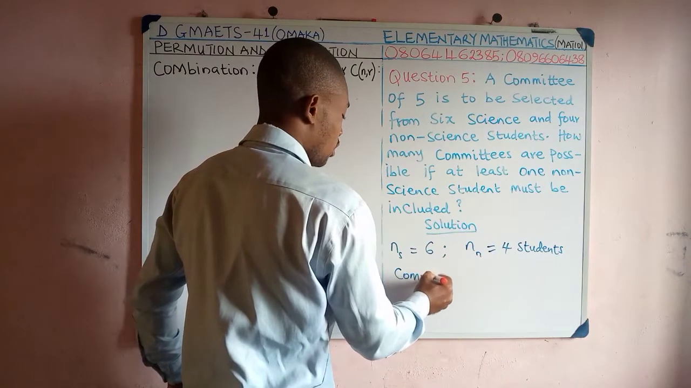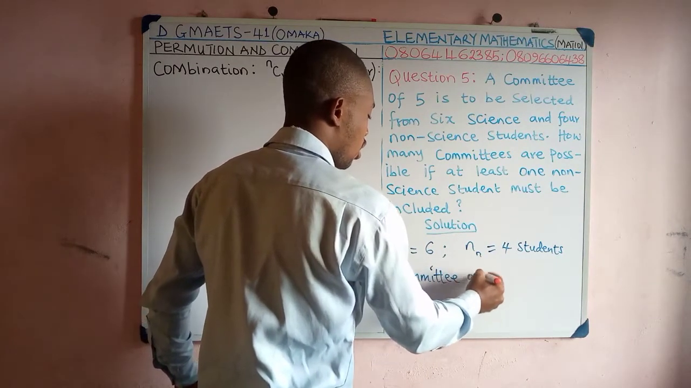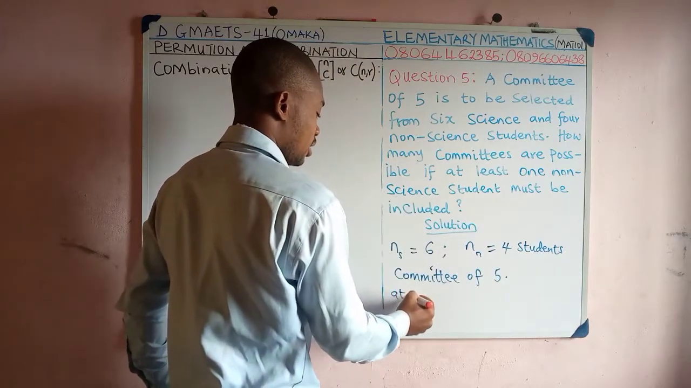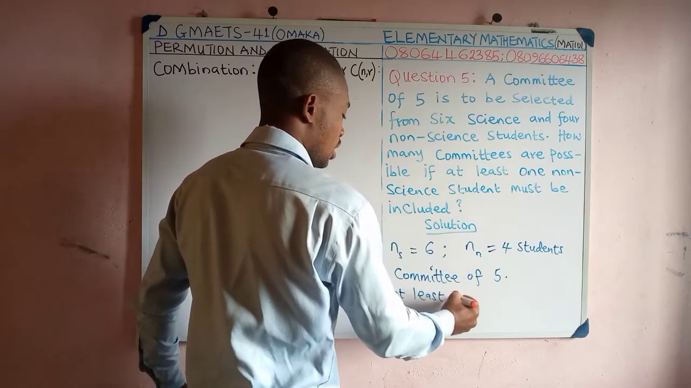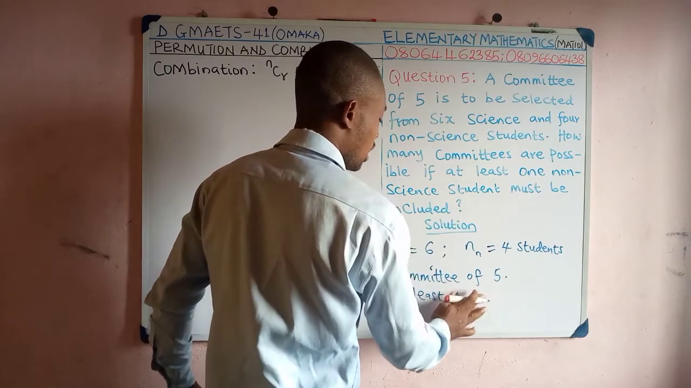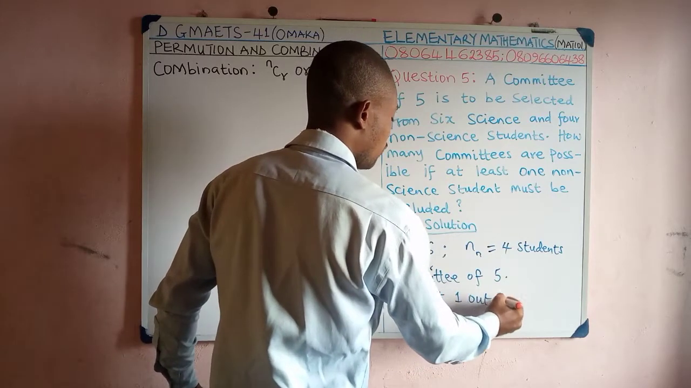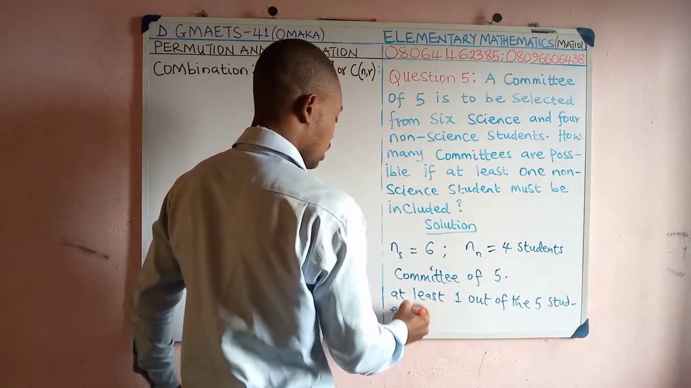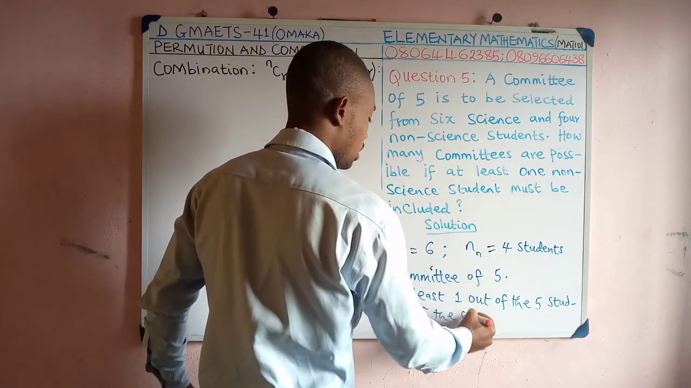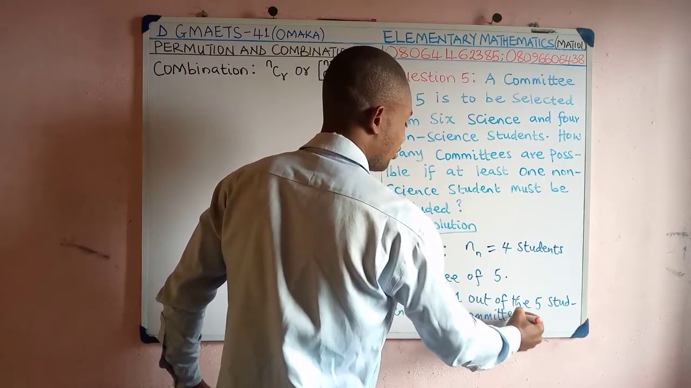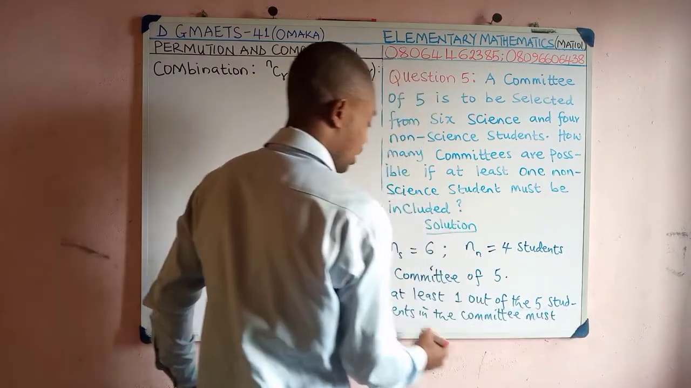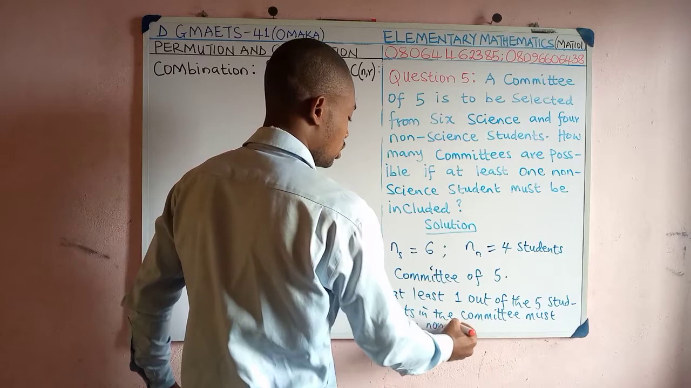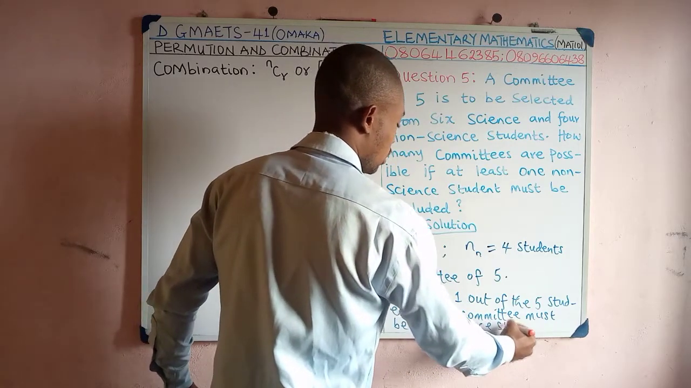Alright, committee of 5. At least one of the 5 students in the committee must be a non-science student. It's not may, because I say must be a non-science student.